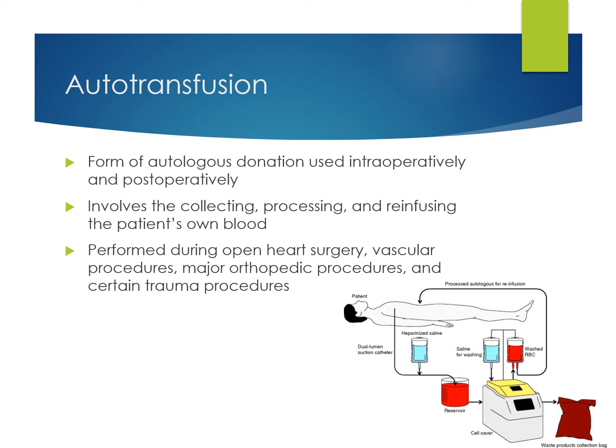So with this, we'll have a special suction tip and suction tubing. Anytime there's a lot of blood, we use that specific suction to remove it, get it out of the way so we can see. Then it goes back to a machine where it's processed and cleaned up, and then they will be able to give this back to the patient later.